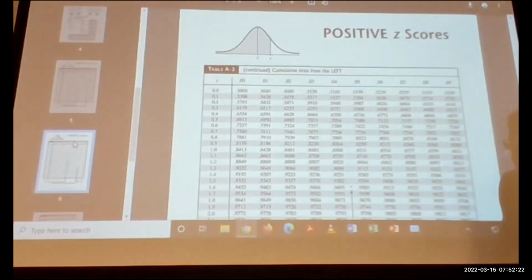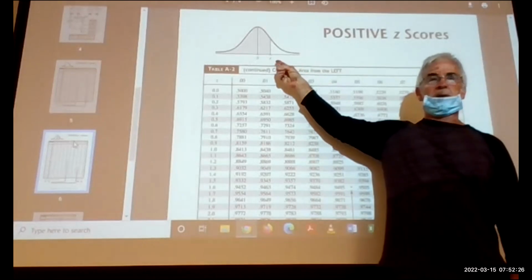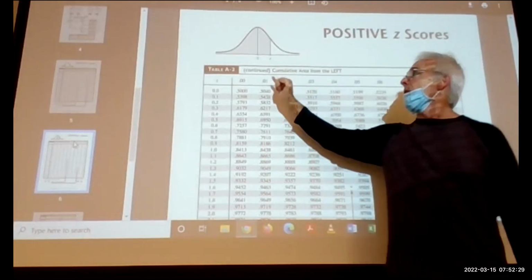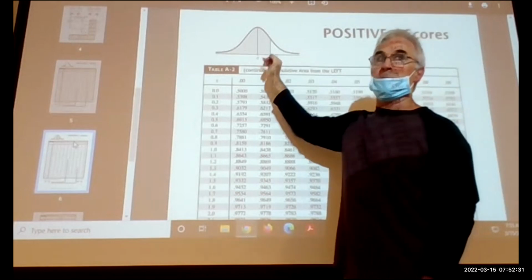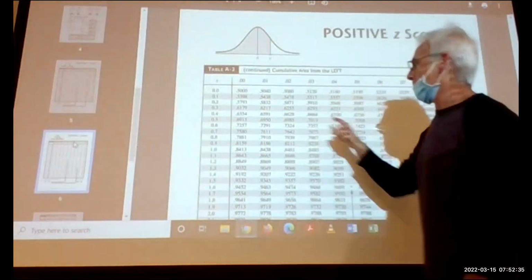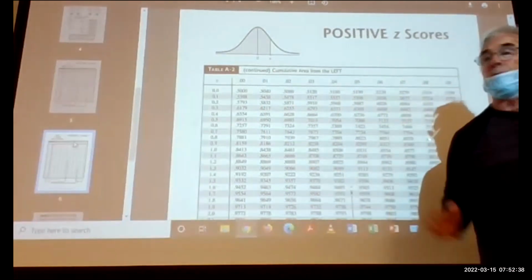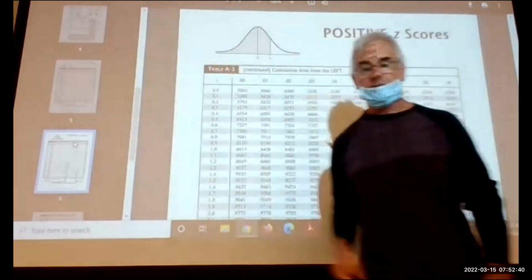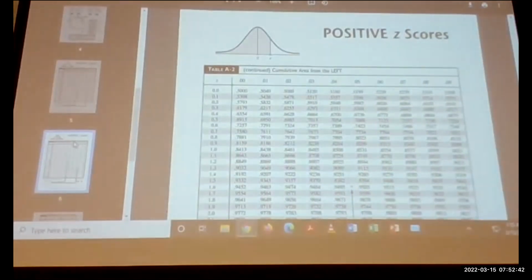Bigger screen now. So now I've got the positive z-scores. And again, this picture here is absolutely critical. This tells you how you're reading it. If I give you a positive z-score, that means I'm to the right of 0. These probabilities are equal to the area to the left. So do notice as you go down the table, you don't really get much bigger than 3, do you? It is really, really unusual to have a z-score bigger than 3.